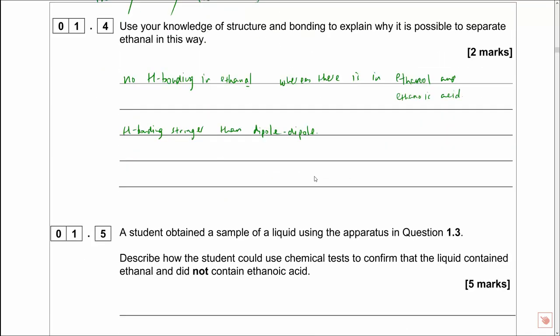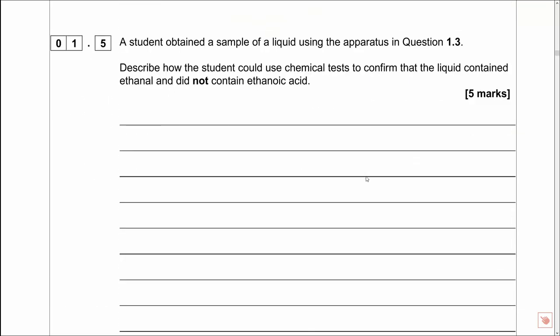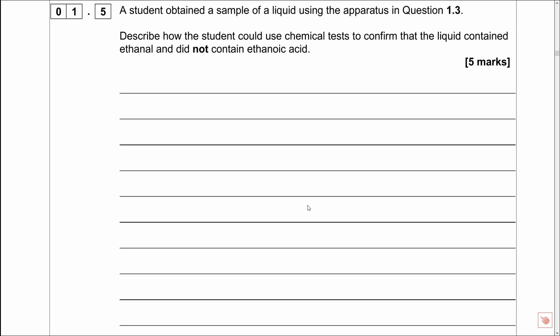And that's it. Two nice marks there. Fairly straightforward, easy one, very theory based. Okay, a student obtained a sample of a liquid using the apparatus in question 1.3. So that's my nice drawing that I had. Describe how the student could use chemical tests to confirm that the liquid contained ethanol and did not contain ethanoic acid. Right then.